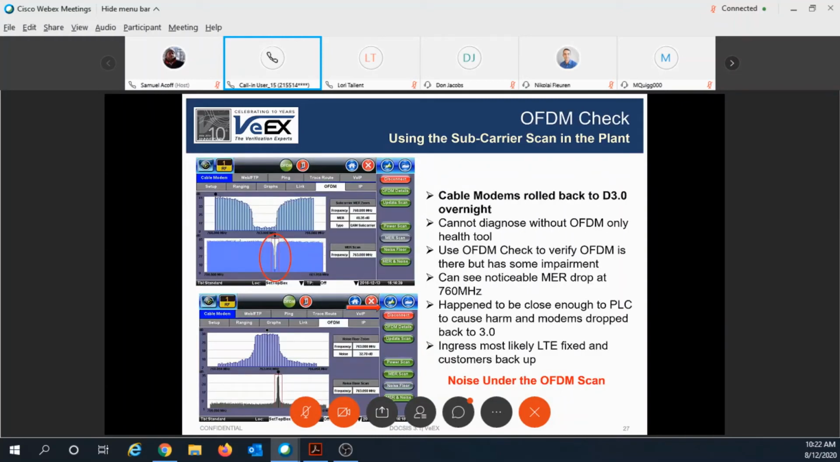Here's another one where modems were rolling back, and this particular ingress and noise was causing the PLC to die. So if your PLC is in a spot in the OFDM that is susceptible, that needs to be moved so the modems can be reliable and don't drop in and out on occasion.